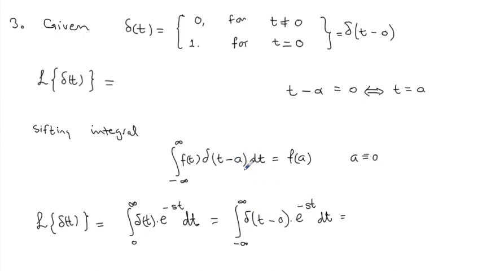So according to the shifting integral here, the answer to this is simply e to the power minus s evaluated where? At 0. Like f here was evaluated where? At a. Understood? Then this is 1. And that's exactly what the Laplace transform of the impulse function is. It is a constant 1.